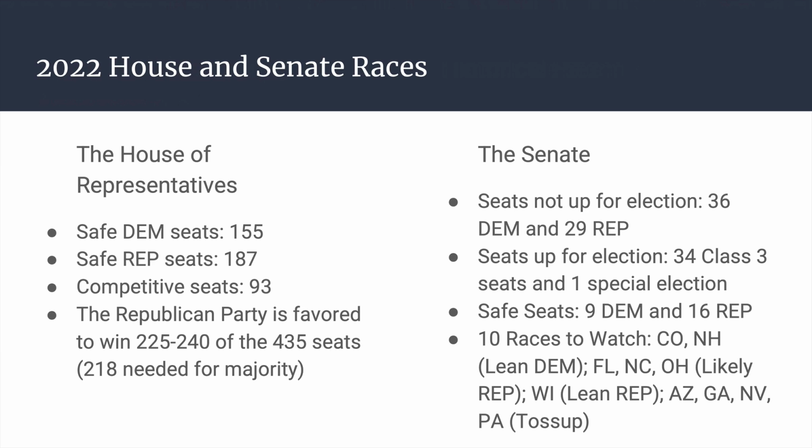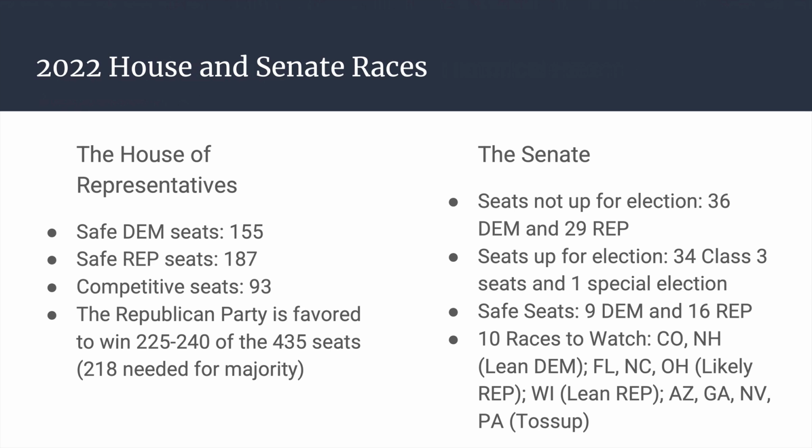So this cycle, in 2022, we have 34 Class 3 seats up and one special election, because of a vacancy. So 35 Senate races. Now, out of those 35 Senate races, I would label 9 of those as being safely Democratic and 16 safe Republican.